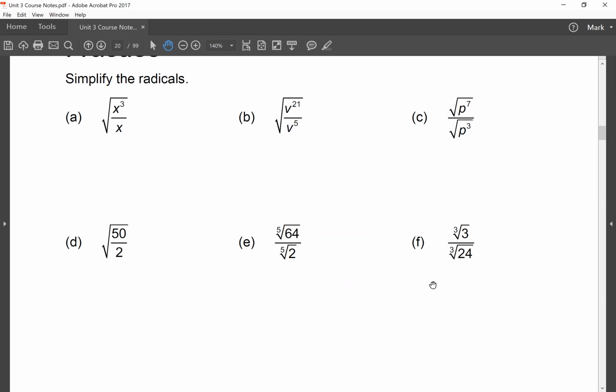A is pretty easy. So A, it would be x cubed over x. So that would be x squared. And then I take the square root of that for just x. Pretty straightforward.